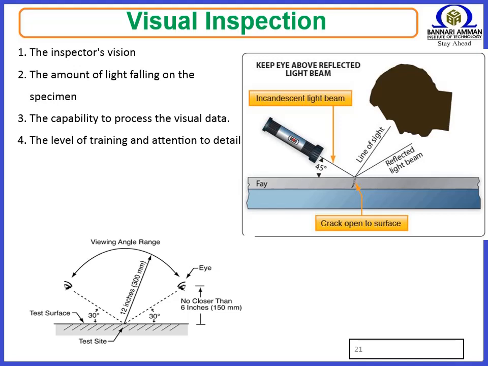Principle: illumination of the test specimen with the light. Also requires proper eyesight of the tester. Surface of the test specimen should be cleaned before inspection, where test specimen is illuminated and inspected using naked eye or with the help of optical aids such as mirrors, magnifying glasses, microscopes or video cameras.